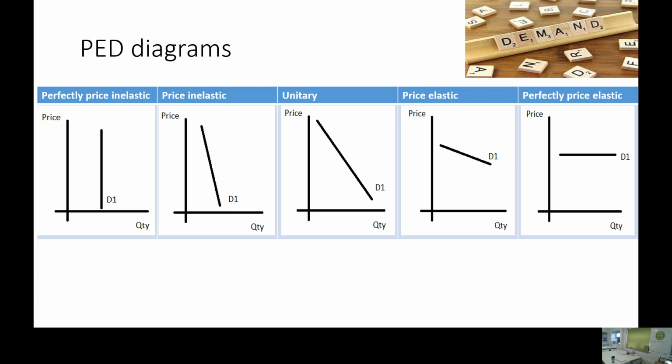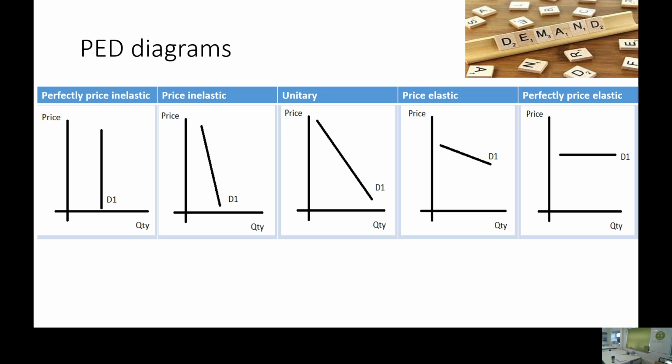The next one, price inelastic demand, we've got a very steep demand curve. Here, what we can see is if price was to grow, there would be a small fall in demand. Or if prices were to fall, there'd be a very small increase in demand. So demand is unresponsive to changes in price. The next one, price unitary demand. If prices were to grow by 20%, demand would fall by 20%.